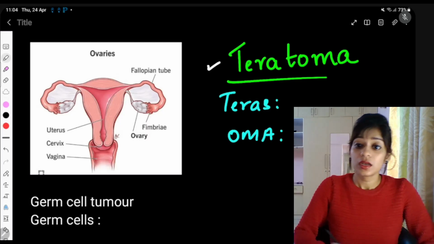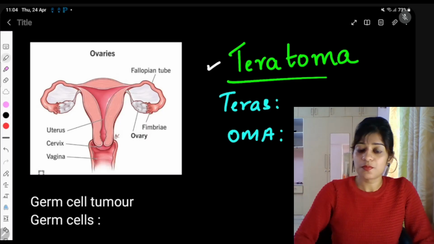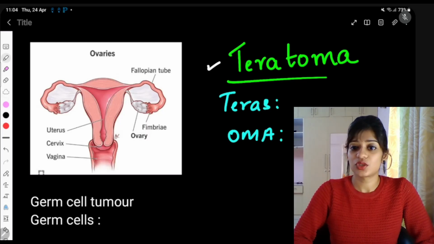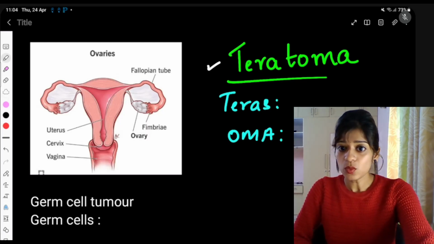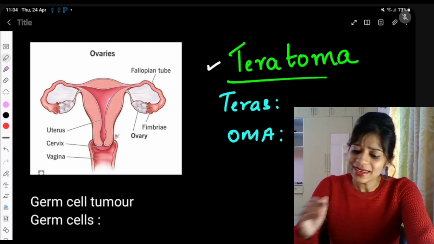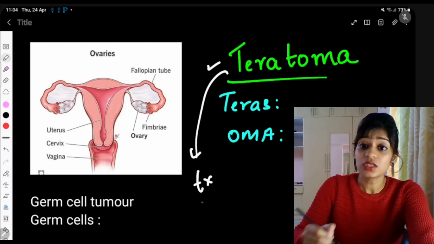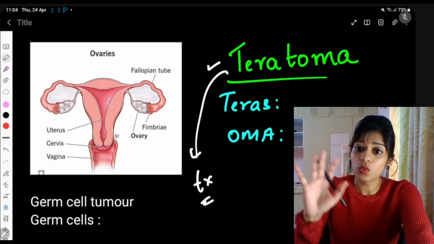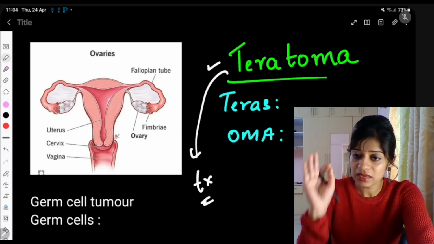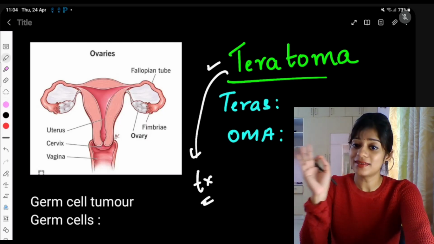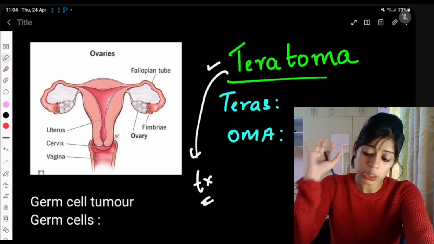What is teratoma? Now tell me, this is an important question from your pathology as well as your OBG. What is teratoma? It is a tumor of the germ cells. I'll tell you what germ cells are, but first point, what is teratoma? It is a tumor of the germ cells.